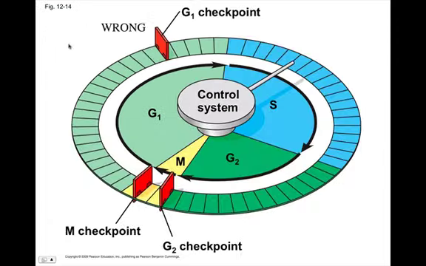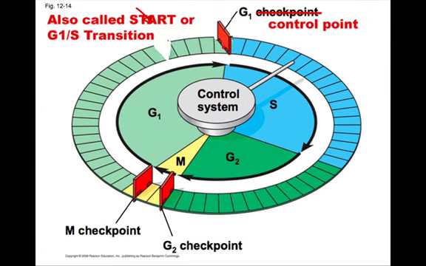And so here we are zooming back, and the first thing to point out is that the book has the wrong location for this start control point, and it is here. It's right before S, and it's not a checkpoint. It's called a control point. It's called start, or the G1 to S transition. Okay, and so here's our first look out at the cell cycle.